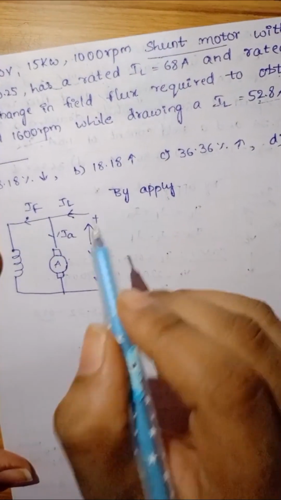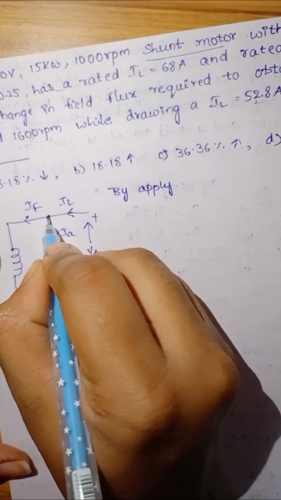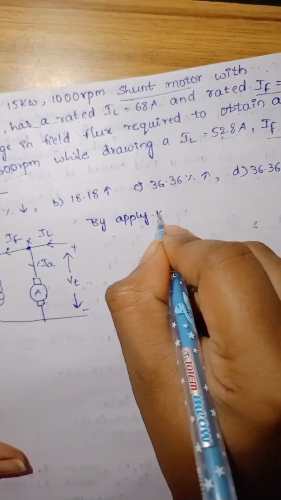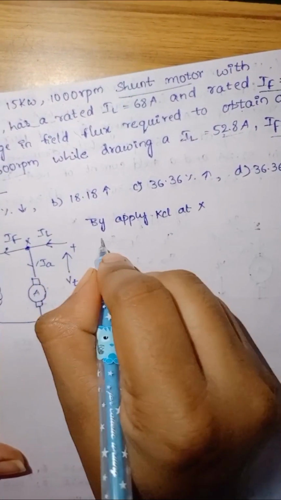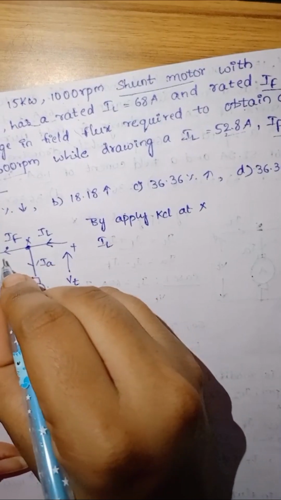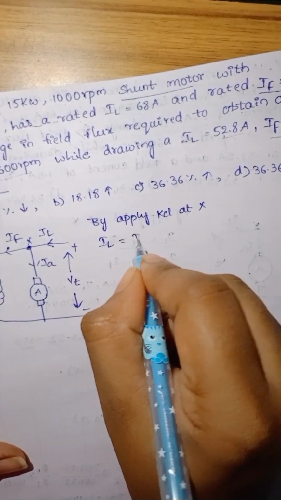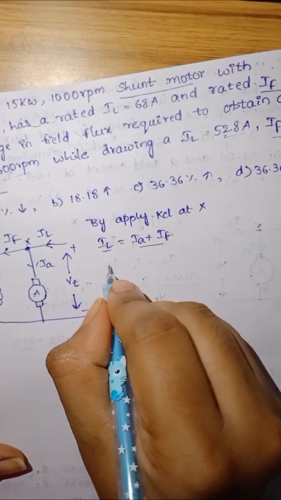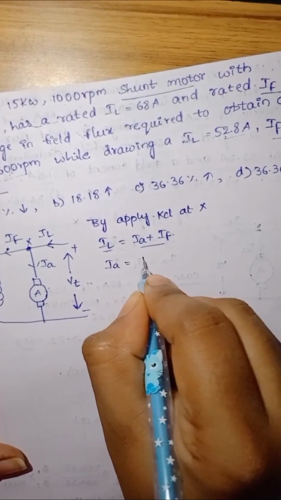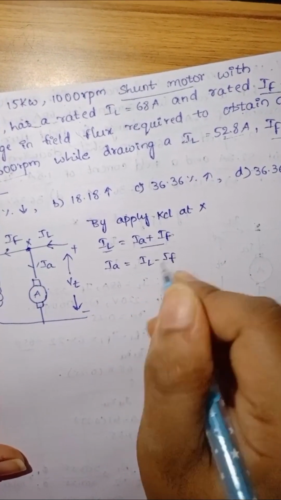Now by applying KCL at this node, let's say it is X, the entering current is IL, and IA and IF are leaving currents. So IA plus IF, sum of entering currents is equal to sum of leaving currents. Now we want IA, so IA is equal to IL minus IF.